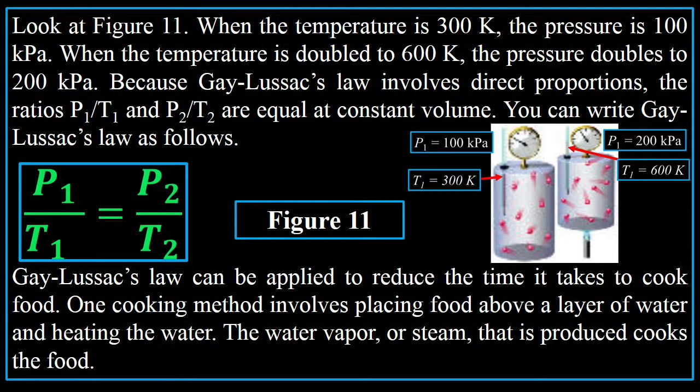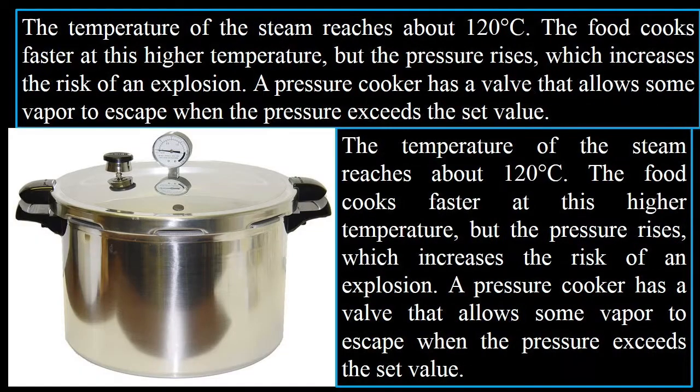Gay Lussac's law can be applied to reduce the time it takes to cook food. One cooking method involves placing food above a layer of water and heating the water. The water vapor, or steam, that is produced cooks the food. The temperature of the steam reaches about 120 degrees Celsius. The food cooks faster at this higher temperature, but the pressure rises, which increases the risk of an explosion. A pressure cooker has a valve that allows some vapor to escape when the pressure exceeds the set value.